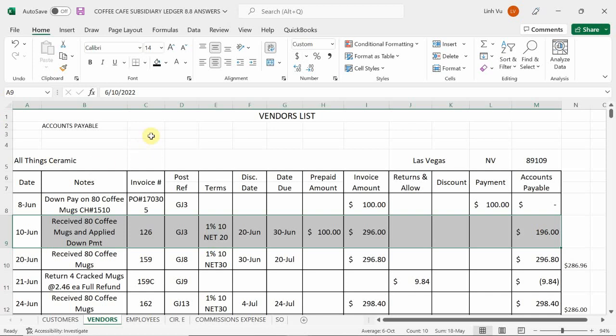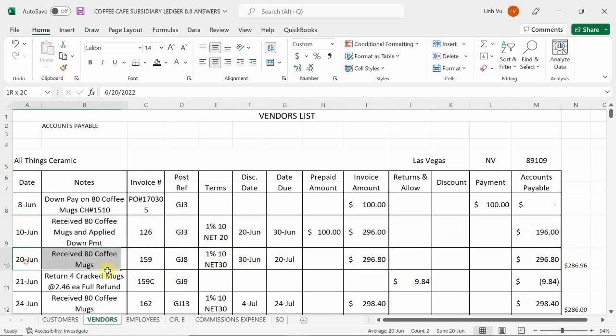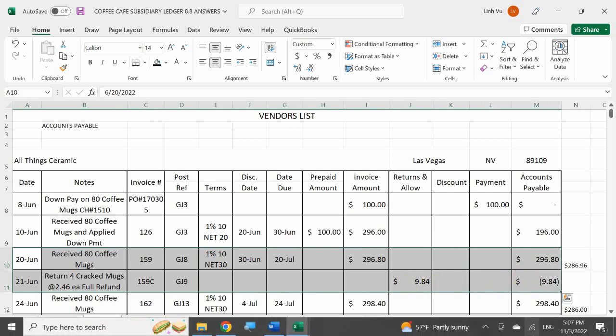However, invoice number 159 has a discount due date before the 30th, which we paid on, right? We're paying both of them at the same time. So for this one, I made the discount due date. However, I end up refunding some of them. I end up refunding 4 cracked mugs. So therefore, I need to discount this one, okay?